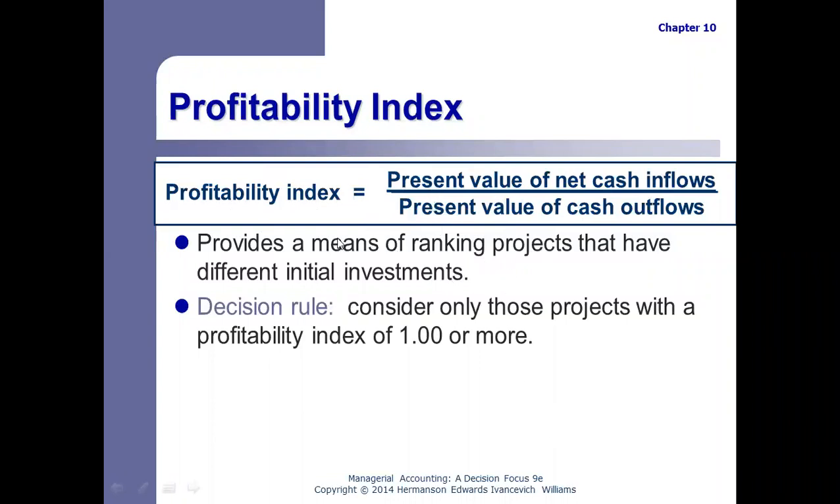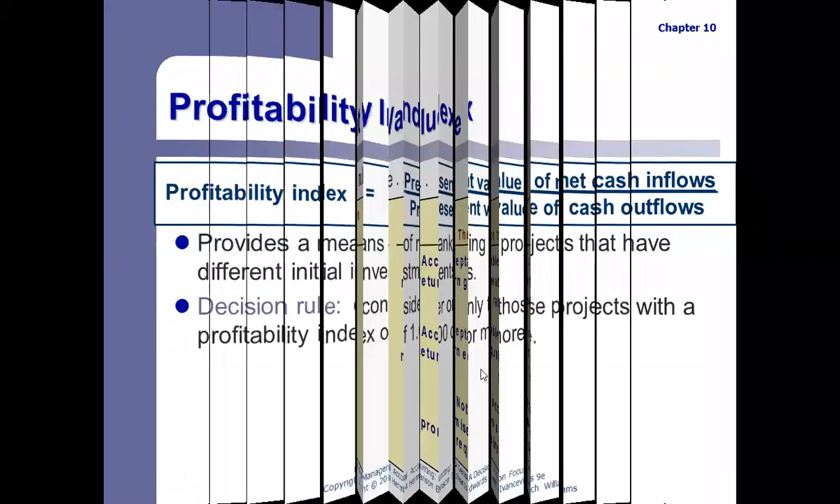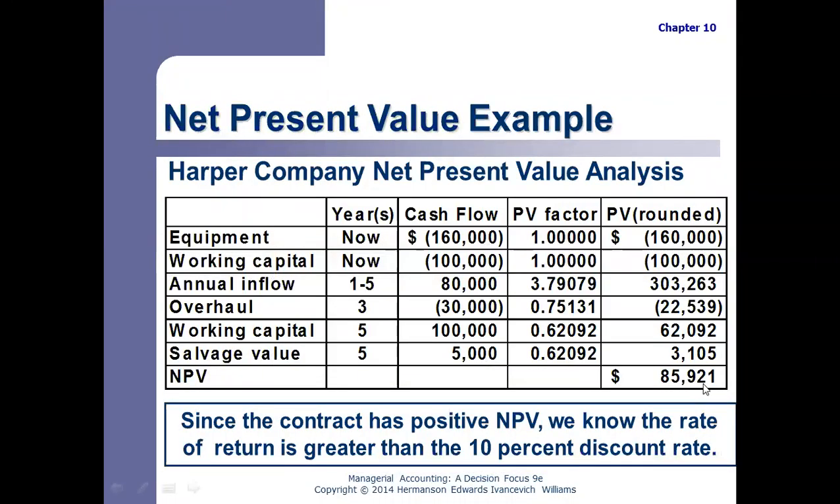And the rule here is, if the index is greater than one, you can do the project. If it's less than one, don't do the project. The benefit of using the profitability index is it takes into consideration the relative size of the investment. So like the previous example, 85,921 NPV. It makes a difference if the investment is, let's say, $20 million versus whether the investment, like this one, is only 160. In this NPV method, it really doesn't matter as long as it's positive.